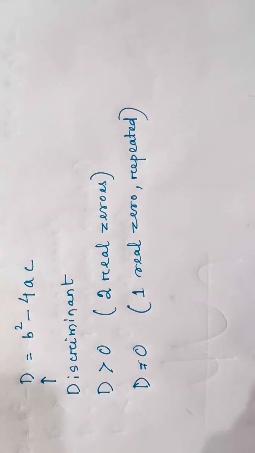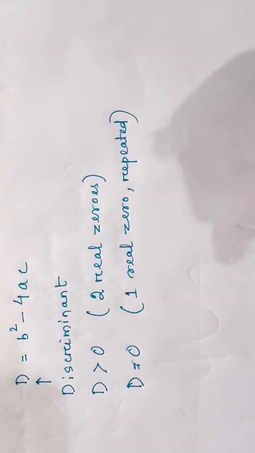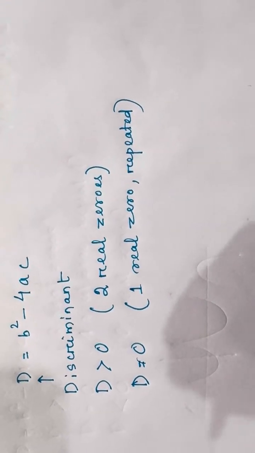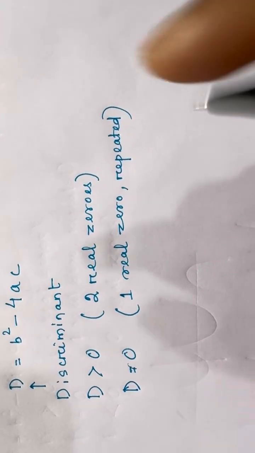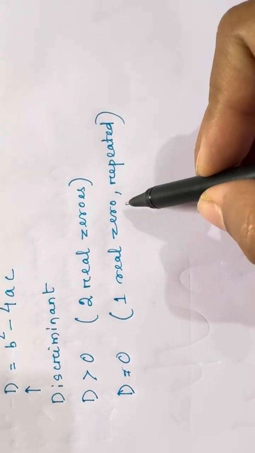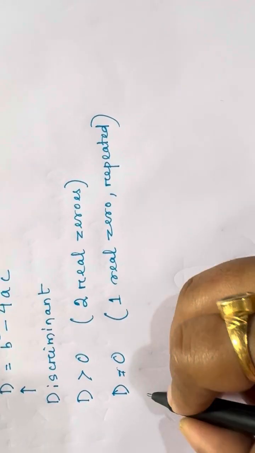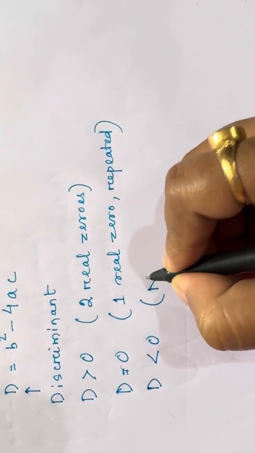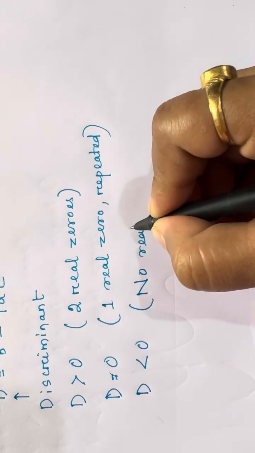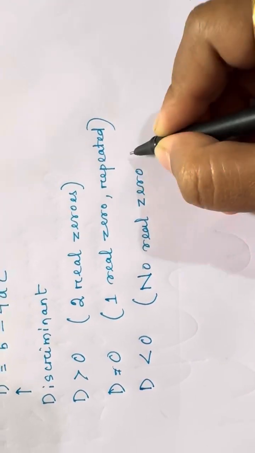Sometimes you are getting alpha is equal to 2, beta is equal to 2, alpha is equal to 3, beta is equal to 3. When you are getting two equal zeros, that means the same number is getting repeated. That is the case of one real zero and the zero is getting repeated. Now the third case, if D is less than 0, then no real zeros will exist.